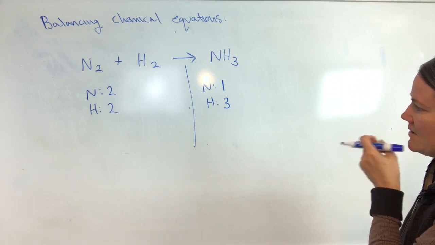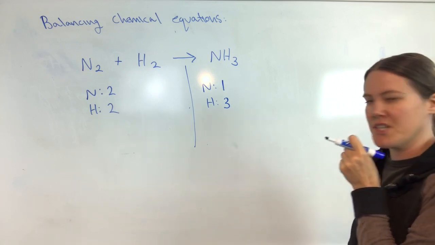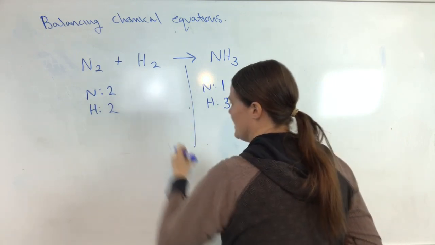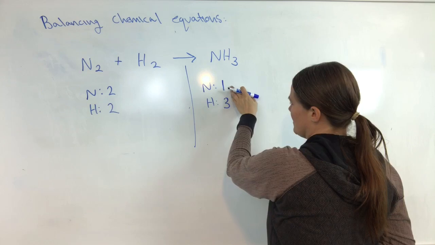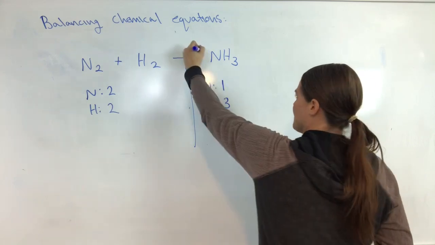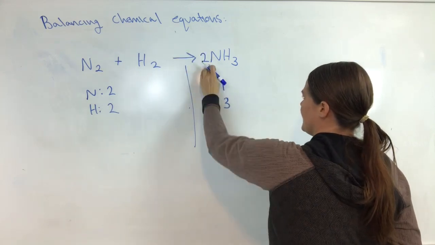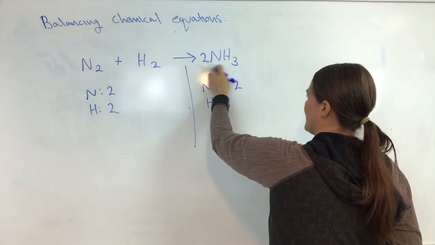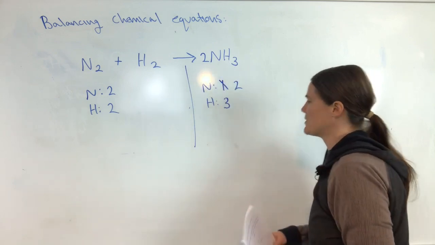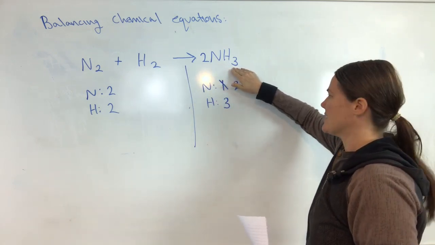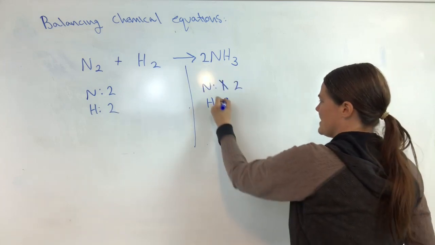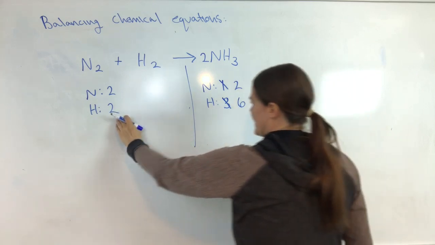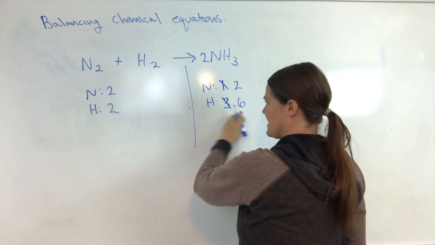So what I'm going to do is balance the nitrogen first. I have 2 nitrogens on this side, and I have 1 nitrogen on this side. So I'm going to put a 2 here, and then I have 2 nitrogens, and I have 6 hydrogens, because I have this molecule that has 3 hydrogens. I have 2 of them, so now I have 6 hydrogens. So now I need to balance the hydrogens.